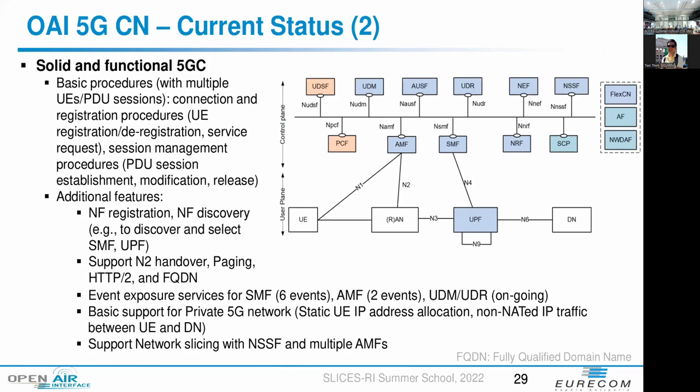We also support some original features for cloud native deployment. Let's say we have network function registration and discovery, so that AMF can discover SMF and SMF can discover UPF, and also by doing that, you can have multiple AMF, multiple SMF instances, multiple UPF instances deployed in the core network.